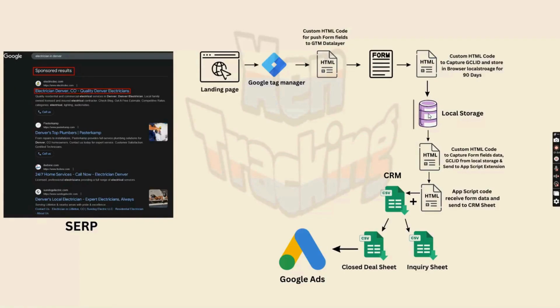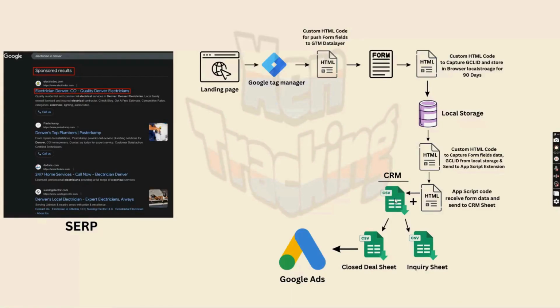Then we create another custom HTML tag called the form data sender. When the form is submitted, this script performs several actions. First, it retrieves the GCLID from local storage. Then it collects all form field data. Finally, it sends the form data and the GCLID to the Google Apps Script. The Apps Script then stores the lead data inside the CRM parent sheet. At this point, the entire process becomes fully automated. No manual data entry is required.